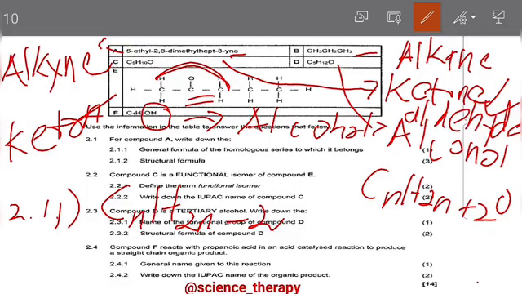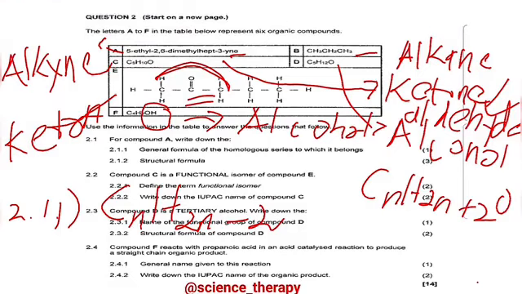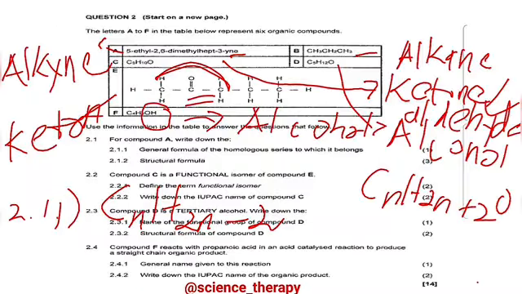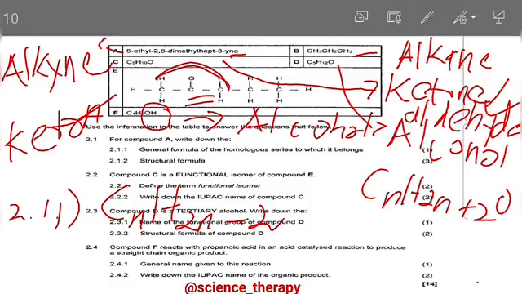Now they're saying define the term functional isomer. We've already done that. Then 2.2.2 says write down the IUPAC name of compound C, right? So compound C, how many carbons do we have? That's 5. Since we know that C is an aldehyde, the IUPAC name of C will be pentanal. Remember, there is no position number for that functional group.